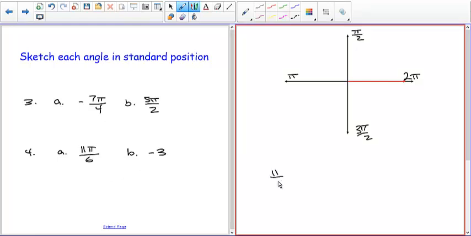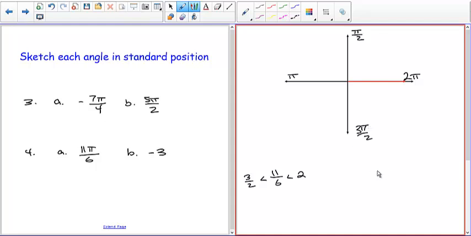11 pi over 6. Where is that relative to these coordinate directions? Well, it's greater than 3 halves, I think. No, it's not. Actually, it's not quite 2. 12 over 6 would be 2. So it is between 3 halves and 2. So it's going to be in this quadrant again. It's not negative, so we just have to go around that amount.